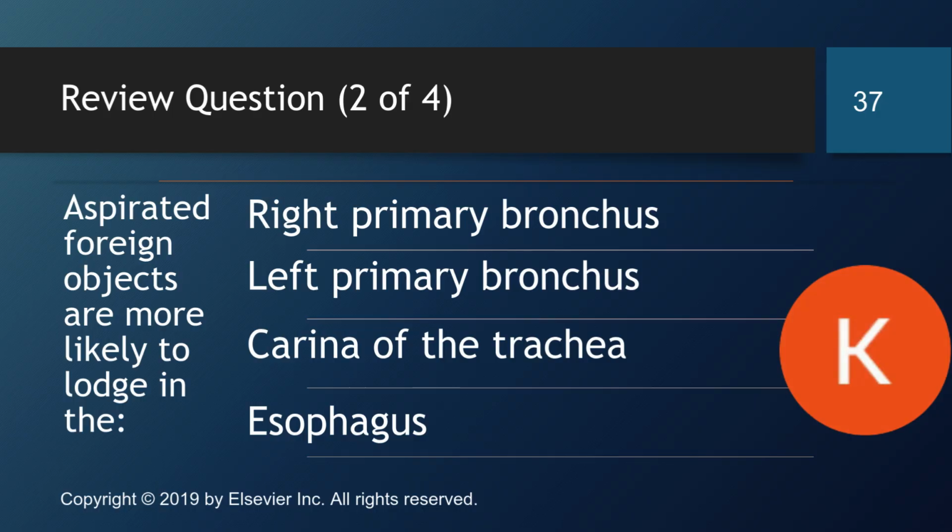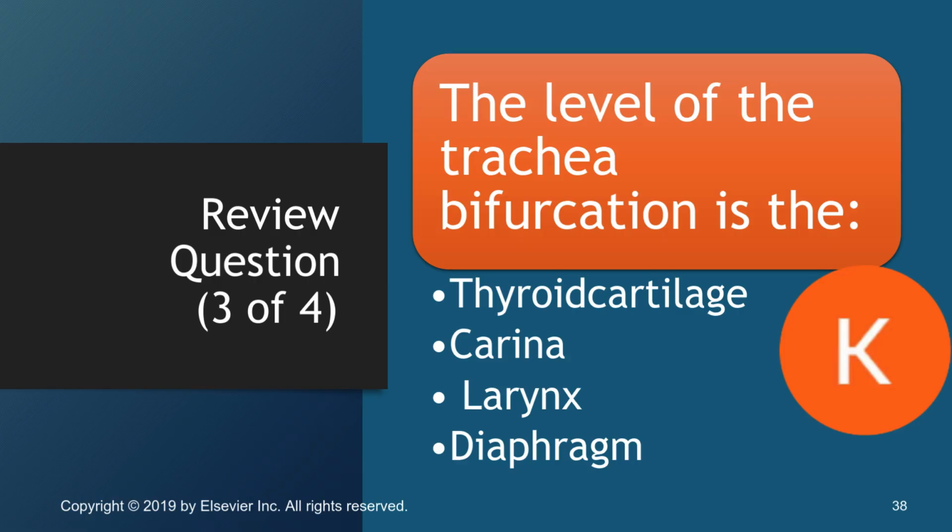Review question 2. We have aspirated foreign objects are more likely to lodge in the... so remember our right primary bronchus is more vertical compared to the left side. Carina of the trachea is where it bifurcates and splits into two, right bronchus and left bronchus. And then we have our esophagus. So I did talk about that since right primary bronchus is more vertical in shape, aspirated foreign objects are more likely to lodge in the right side. All right, the level of trachea bifurcation is... so I did talk about this in the previous slide. It is at the level of the carina.